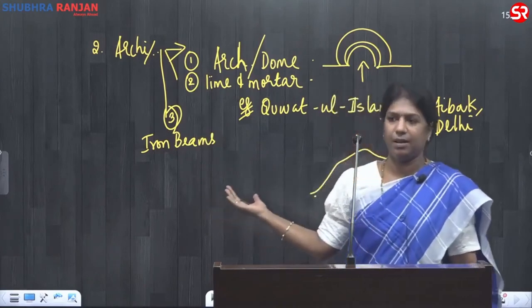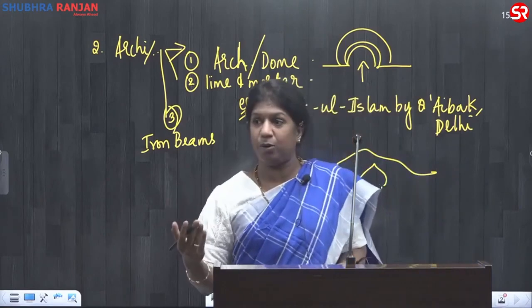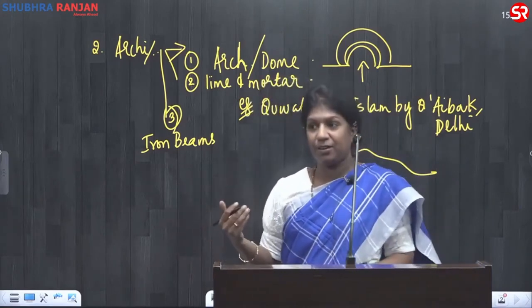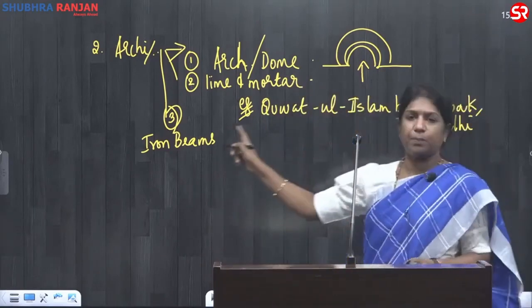Now you have to be very clear. Be careful when you're studying about a dome, whether it's hollow, whether it's shallow, whether it's arcuate or trabeate. You have to be very particular. So this was introduced by whom? It was introduced by the Delhi Sultanate.